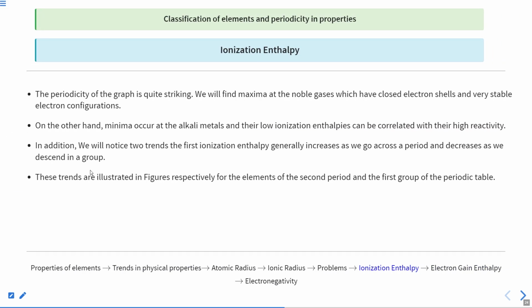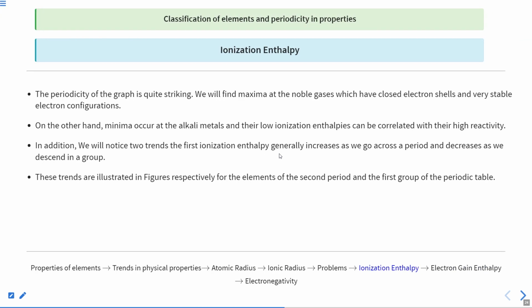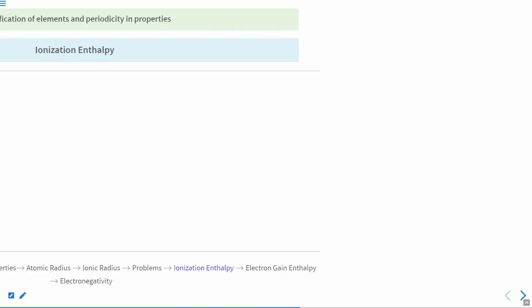In addition to that, we will notice two trends. The first ionization enthalpy generally increases as we go from left to right and decreases as we descend in a group. So you can see here that it increases as we are moving from left to right in a period, and as we are moving down a group. Suppose this is a group of noble gases. The one with the highest is helium, then neon, then argon, then krypton, then xenon. Similarly, lithium, sodium, potassium, rubidium, cesium. So as we move down the group, the ionization enthalpy value decreases, whereas across the period, the ionization enthalpy value increases. Right?